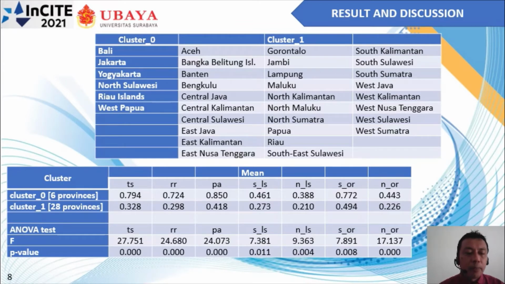K-means clustering was performed to produce two clusters. One small cluster contains 6 provinces, and a big cluster has 28 provinces. As shown in this table, the small cluster consists of Bali, Yogyakarta, and Jakarta, well known as a domestic and international tourist destination. In addition, North Sulawesi with Bunaken National Marine Park, West Papua with Raja Ampat, and Riau Island are also popular tourist spots.